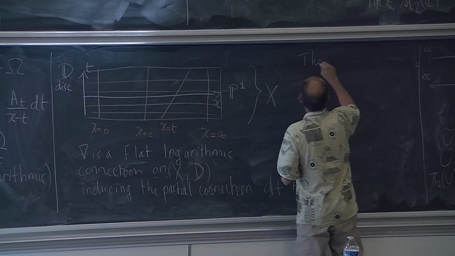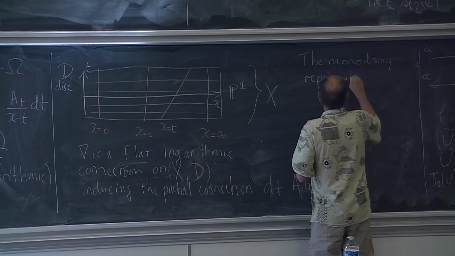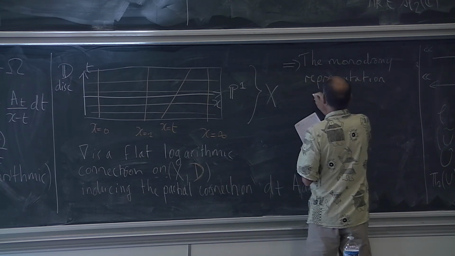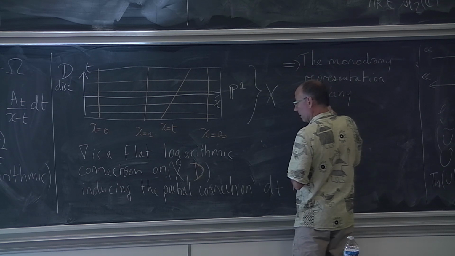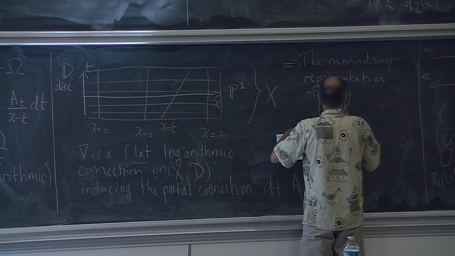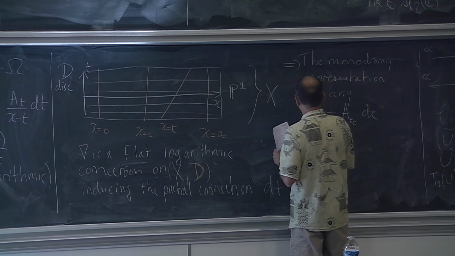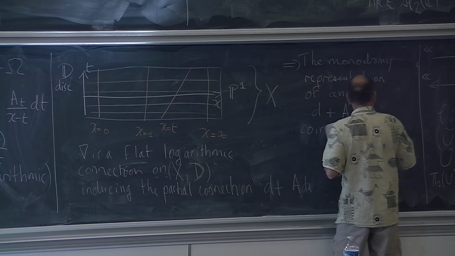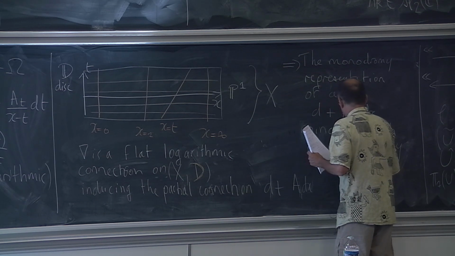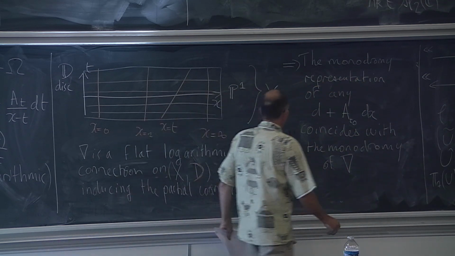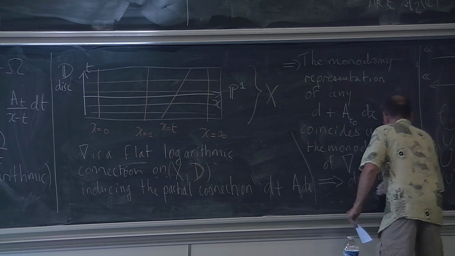And so the monodromy representation, so this implies that the monodromy representation of any element of the deformation, so let's say d plus A t0 dx, coincides with the monodromy of nabla, which is the same for everybody. So it does not depend on t.